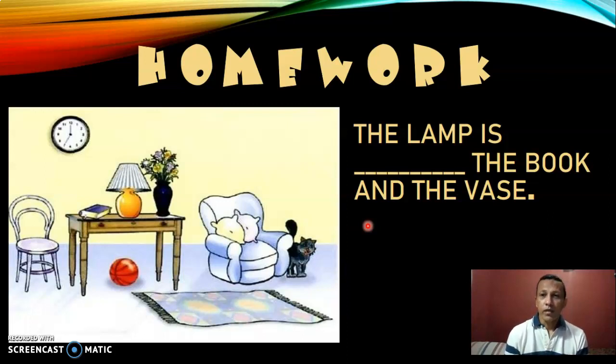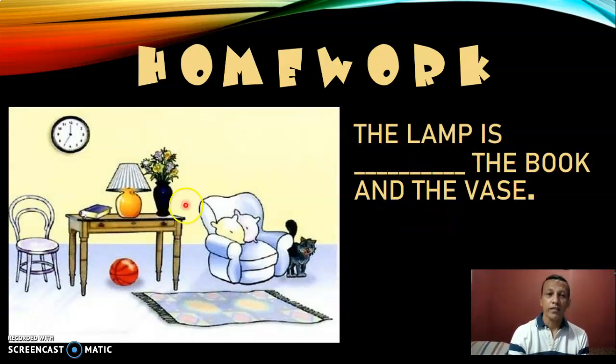So, this is the homework. The lamp, dice aquí, tenemos un dibujo ahí. Vamos a ver dónde está the lamp, la lámpara. Vemos que hay lamp, basketball, a table, a chair, a couch, a cat, a carpet, a vase, a book, a clock. Entonces, dice aquí, the lamp is the book and the vase. La lámpara está. ¿Qué será la palabra? ¿Cuál es la preposición que creen ustedes que necesitamos ahí?